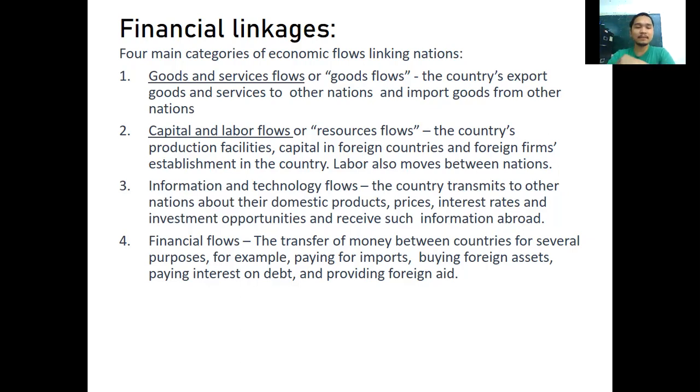The second is the capital and labor flows, also called resources flows. It covers a country's production facilities and capital in foreign countries, foreign firms' establishment in the country, and labor also moving between nations. And third is the information and technology flows. Countries transmit to other nations information about their domestic products, prices, interest rates, and investment opportunities, and receive such information from abroad.